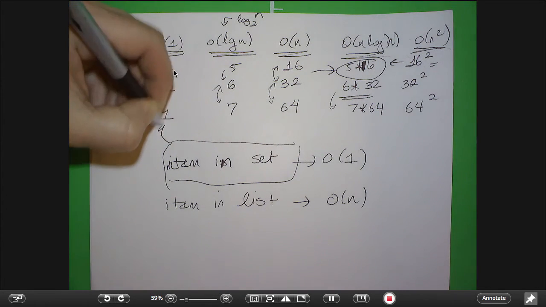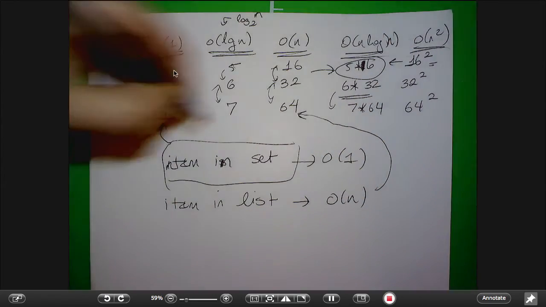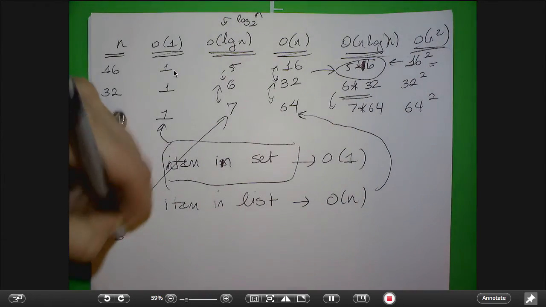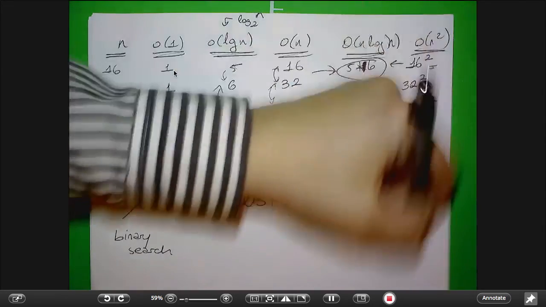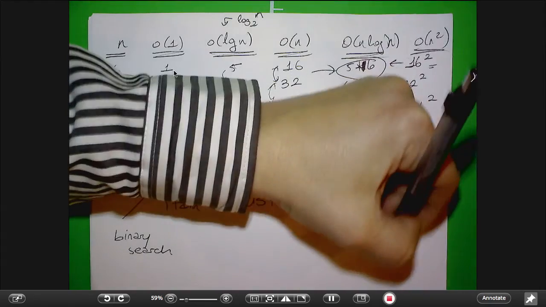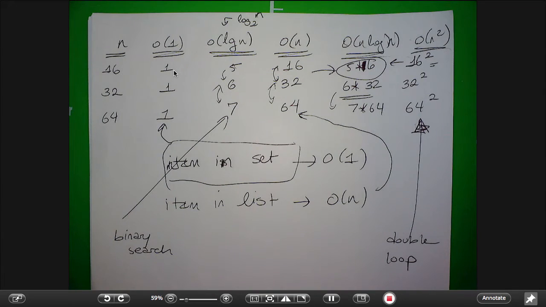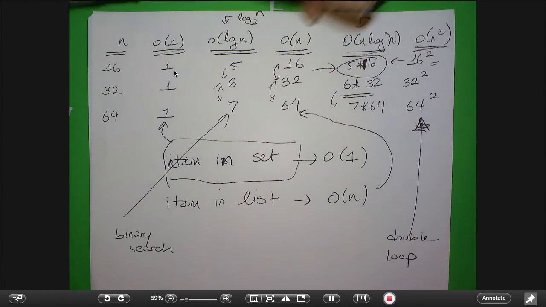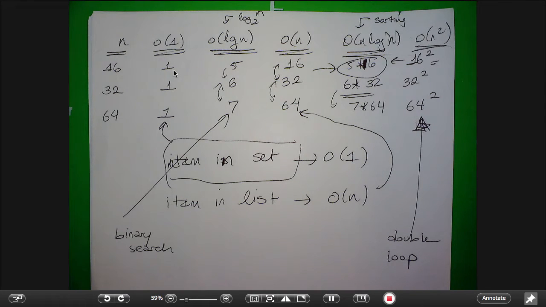So this is order of 1. This is order of n. This is the only one we have seen, binary search. This is generally a double loop. Okay. And this, what we are going to see today, is sorting. Okay. This is cleanly put in writing. I'm sure it's very clear to everybody. All right. Any questions about this?